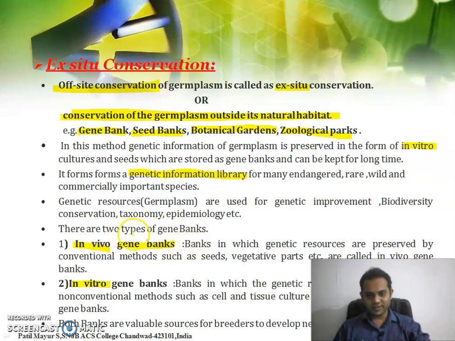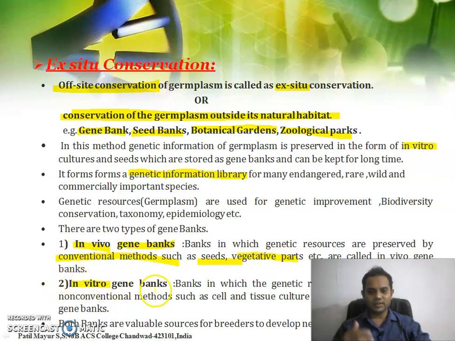If you see the definition, in vivo banks are banks in which genetic resources are preserved by conventional methods. See, we have to preserve seeds as they are or the vegetative part as it is. Conventional seed banks, they are in vivo. We don't interfere with the seeds. We only collect the seed and preserve it. So it is in vivo, in their natural condition.